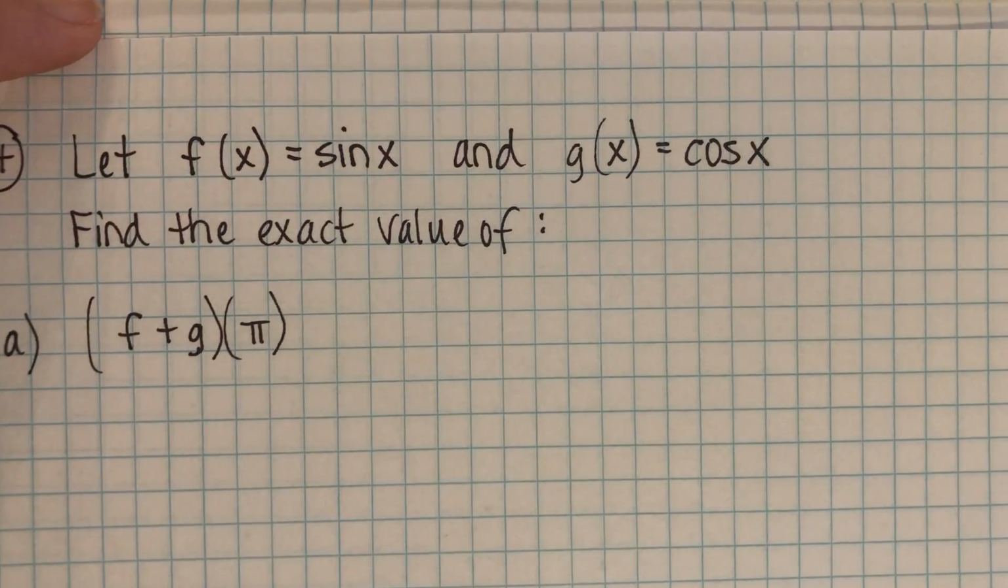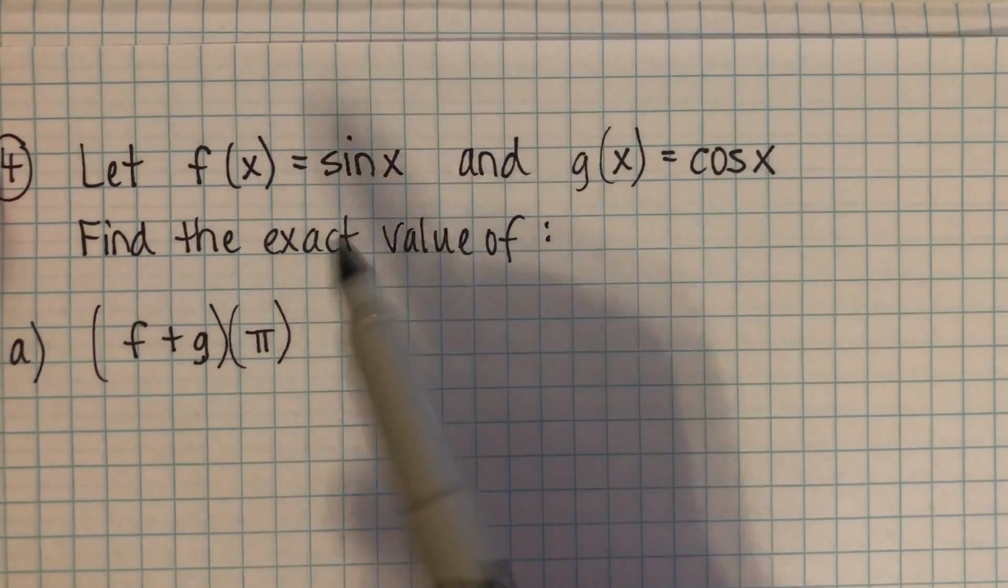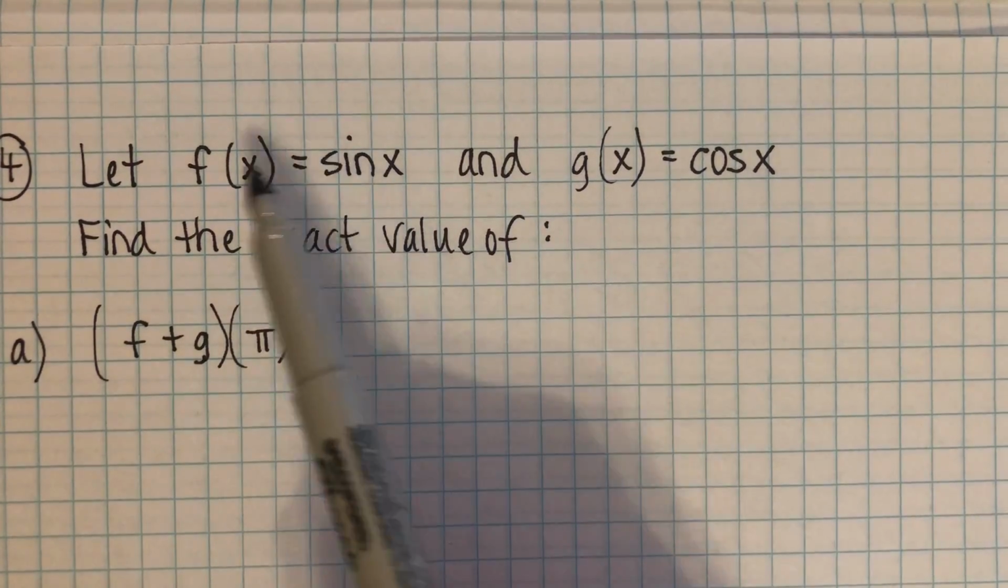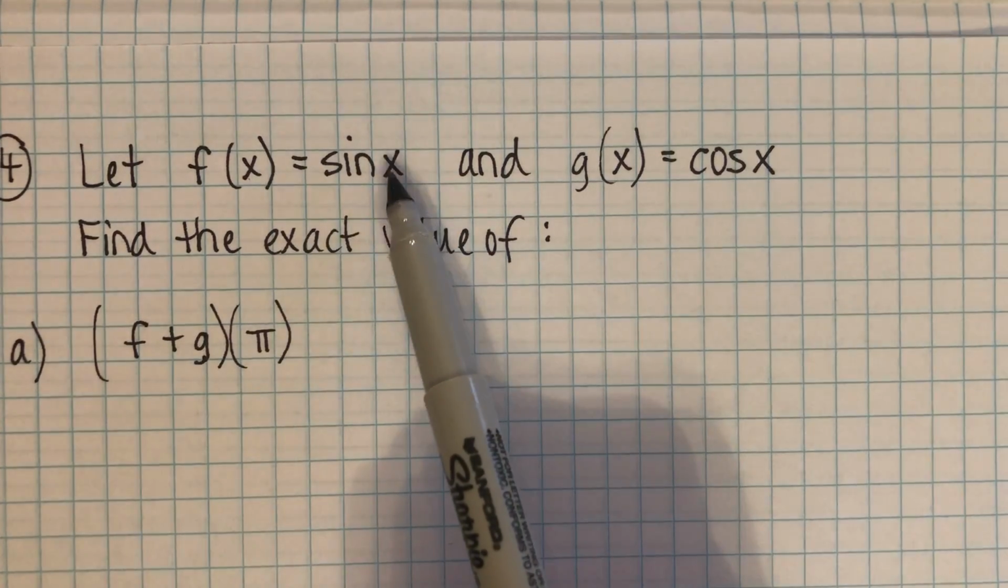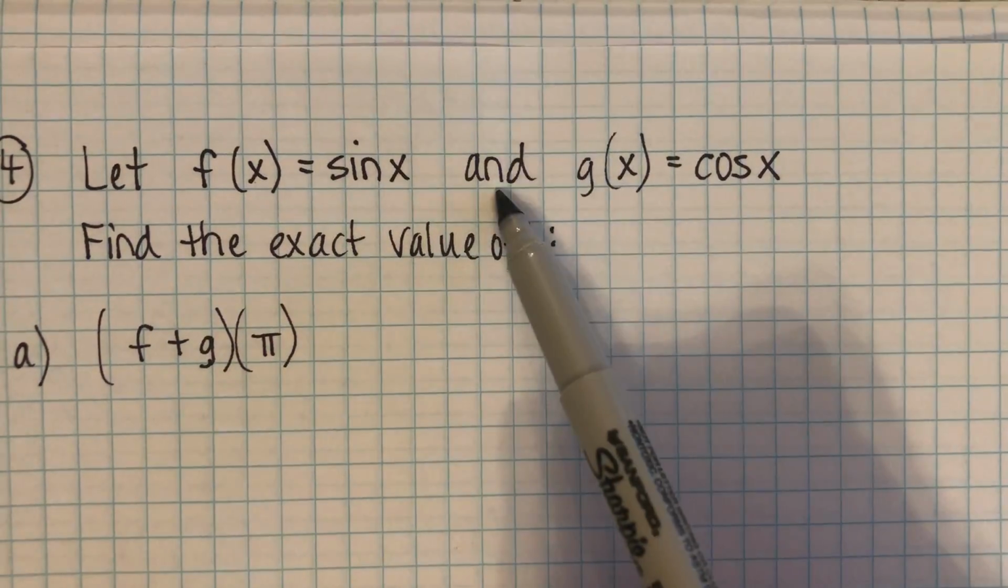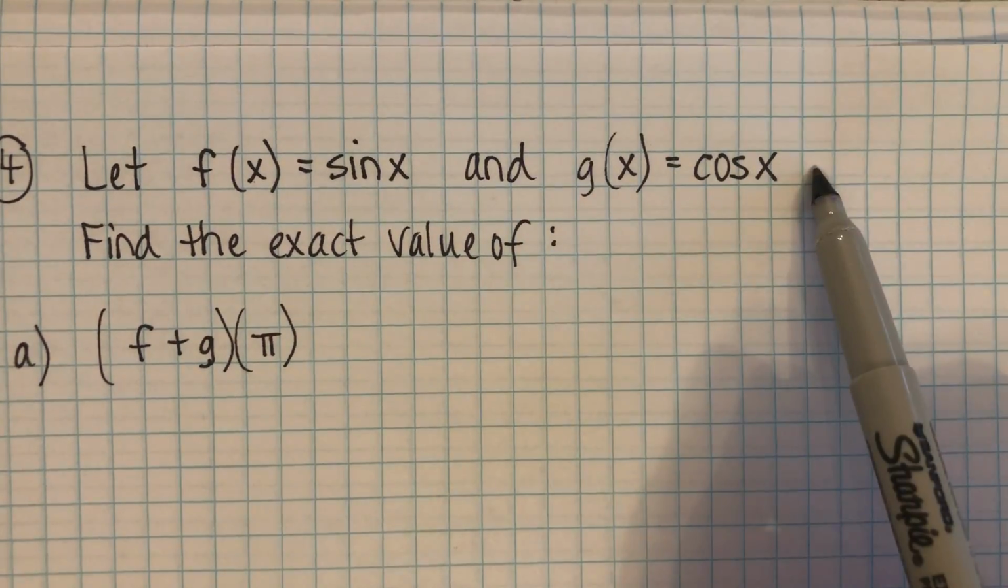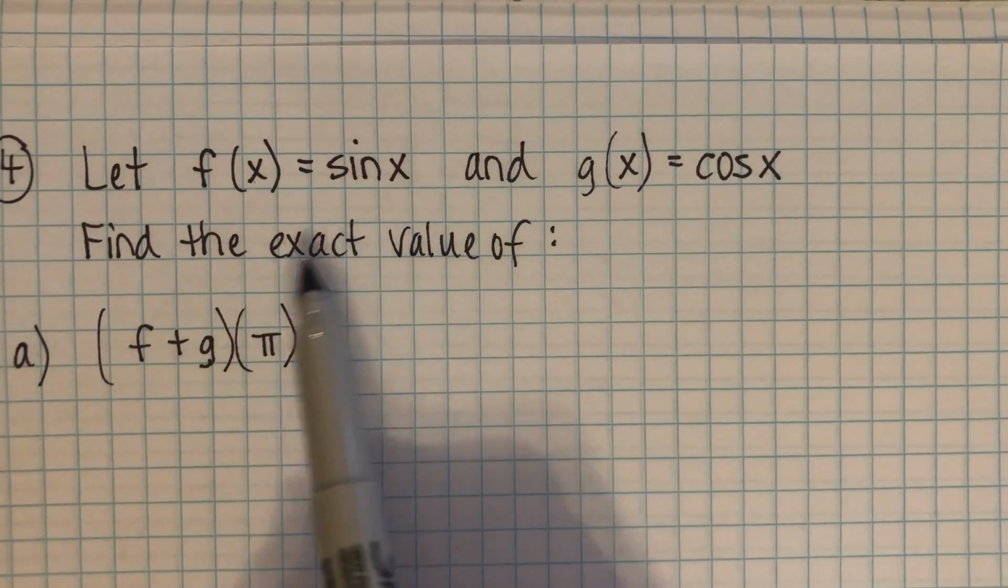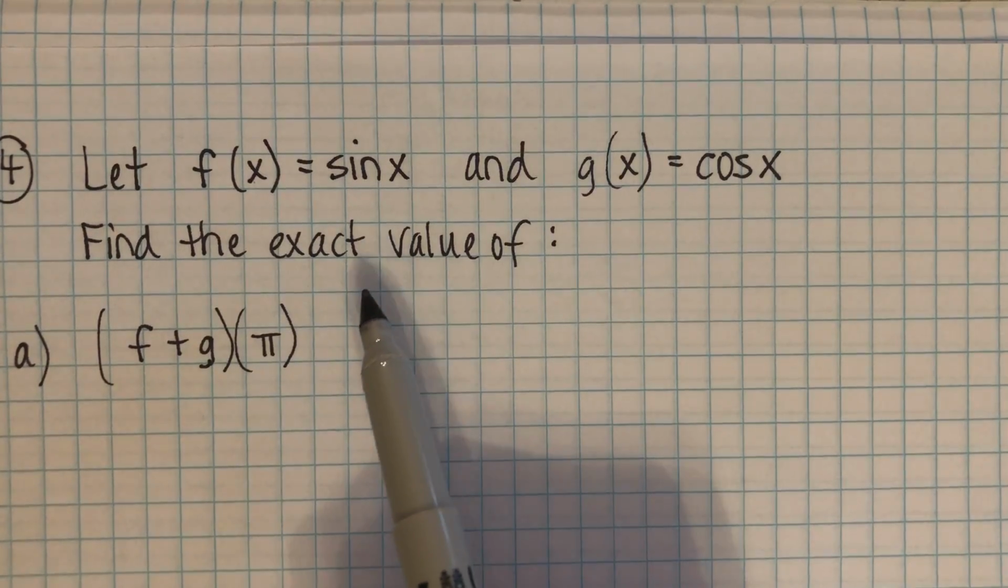All right, pretty similar to the ones we just did. Still working with them as f of x and g of x. So f of x is going to equal sine x. So if you plug an x value in, you're taking the sine of that. And g of x equals cosine x. All right, find the exact value of. Again, exact usually means that you shouldn't be using a calculator.